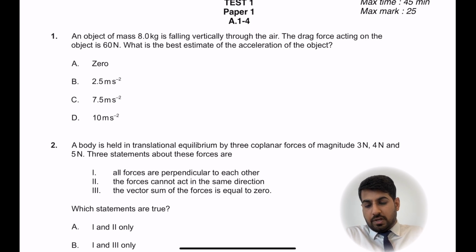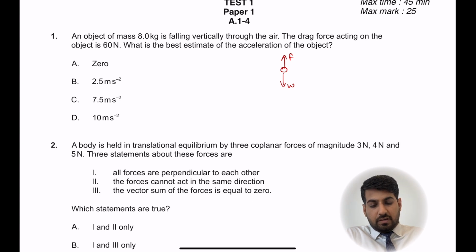So question number 1: what is the best estimate of the acceleration of the object? The mass is given to you and it is falling vertically through the air, right? Now the drag force is acting. So we know that if an object is falling, the weight is acting as the downward force and the drag force is acting as the upward force, right?